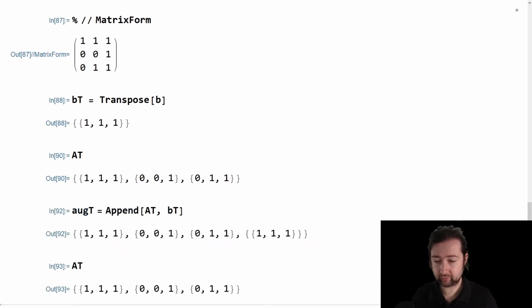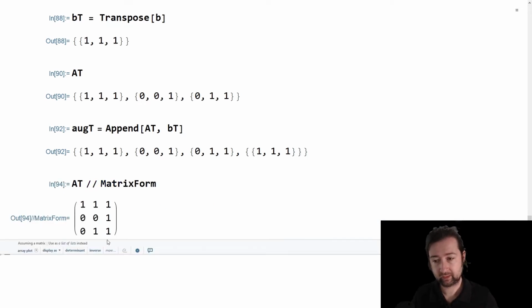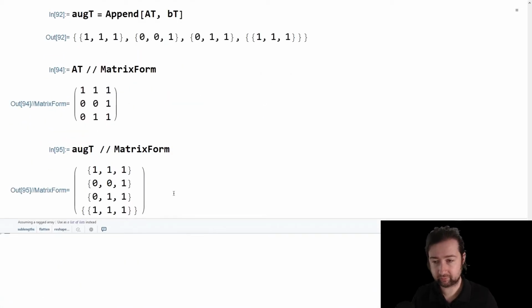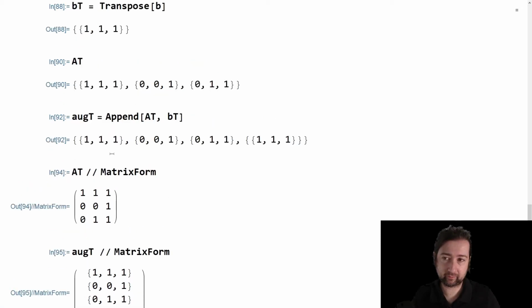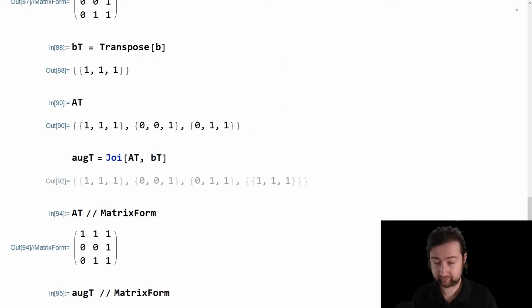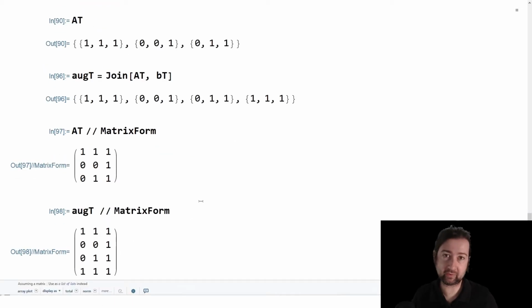So let's look at A transpose in matrix form. And let's look at aug transpose in matrix form. So you should notice here, okay, you gotta be careful. So I have the information in B transpose stored as a row inside of a matrix, but it's just the row that I want stuck in, so I should have used join. There we go. Okay, so now we look right.